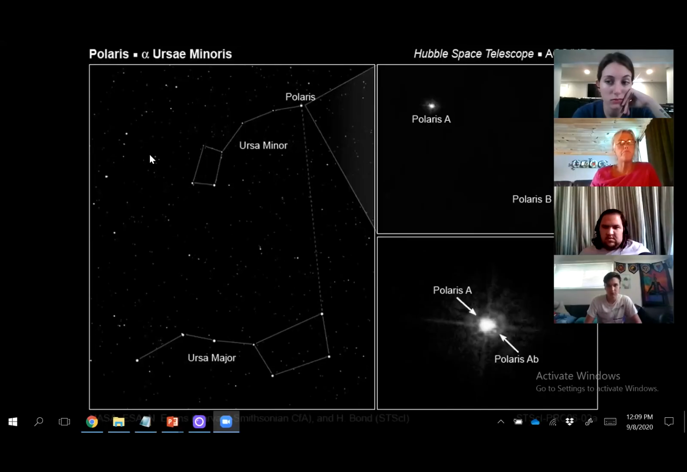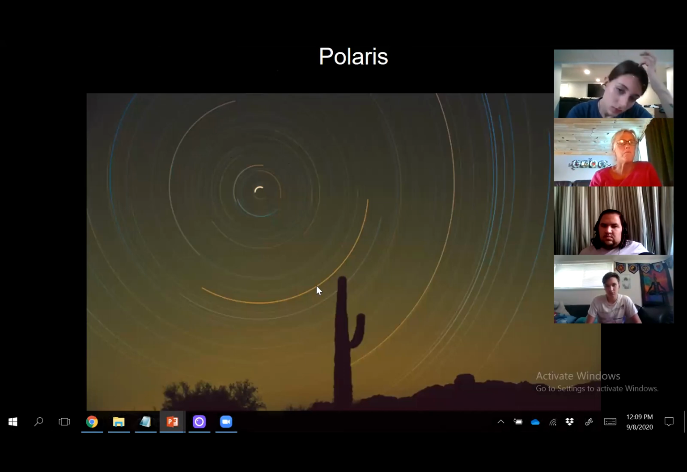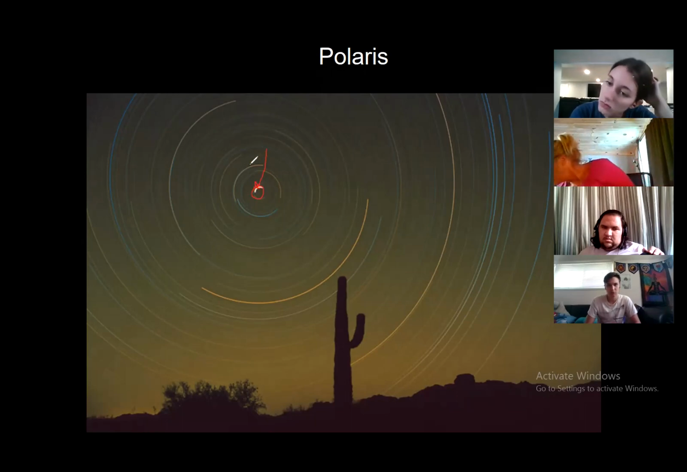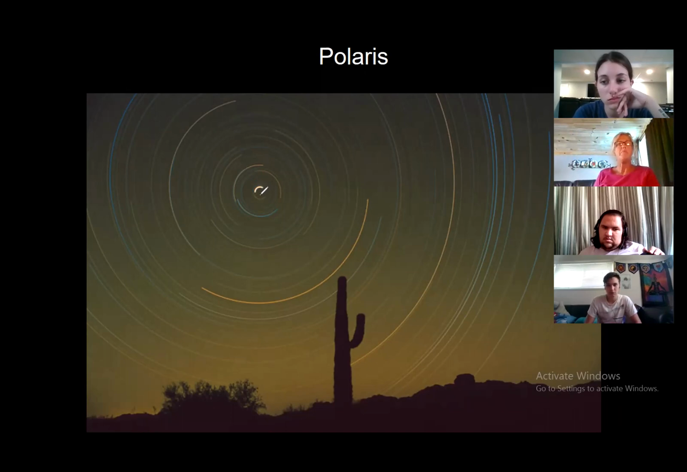Let's say you took a camera and you pointed your camera towards Polaris on a tripod and you took a long exposure photograph. Over the course of the night, you would see stars seem to rotate and circle around Polaris. Actually, if you notice in this picture, this is Polaris here. You can see that Polaris itself is actually orbiting a little bit. What does that tell you about Polaris? Why would Polaris actually be circling around a little bit?